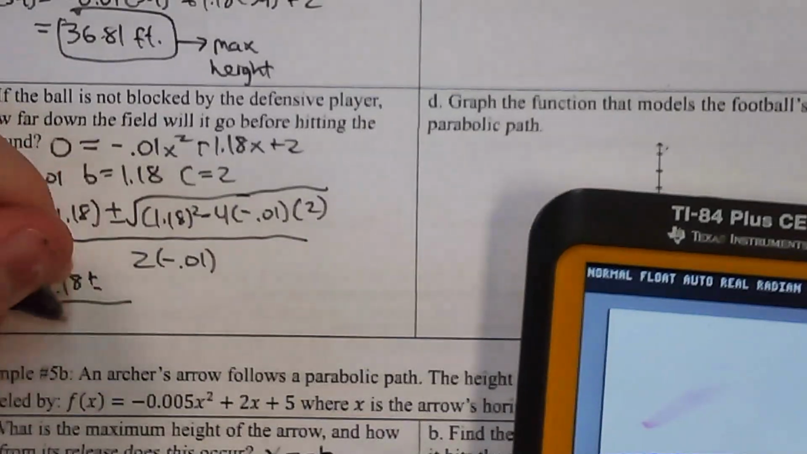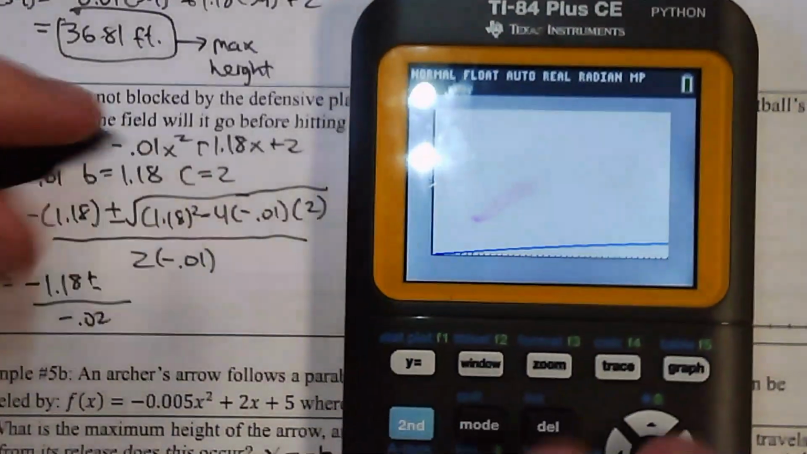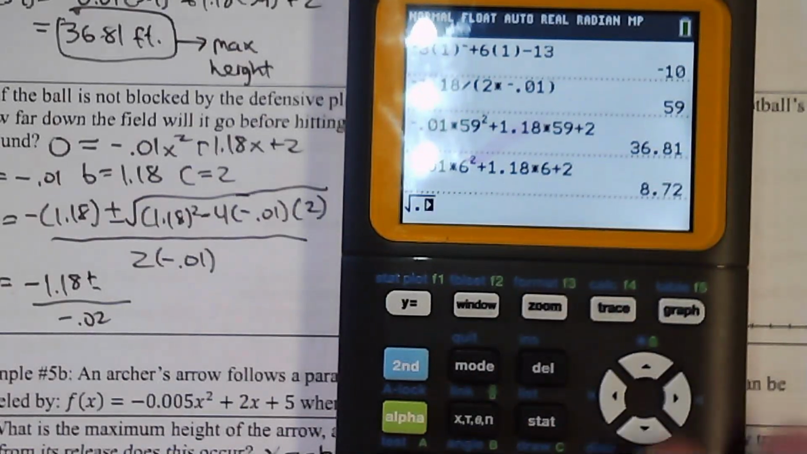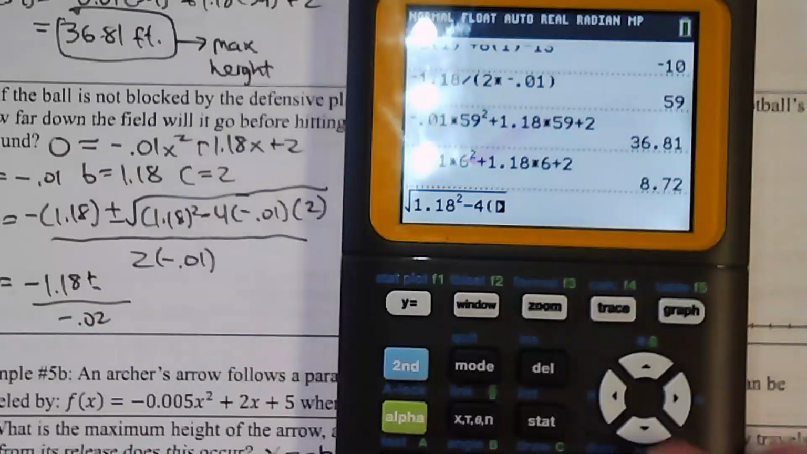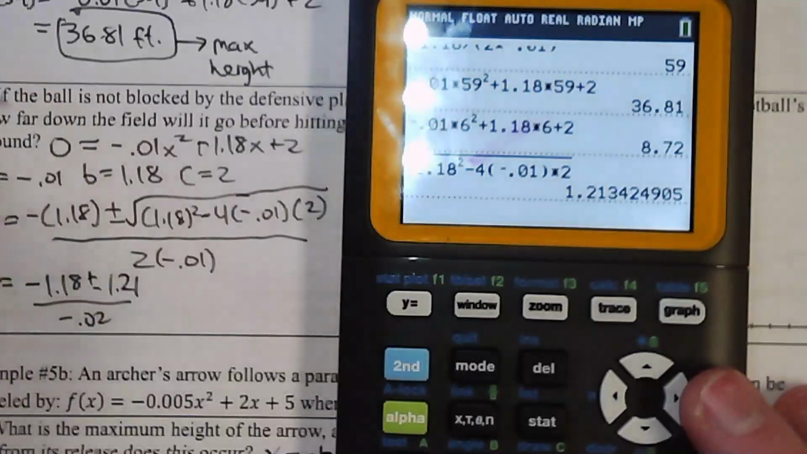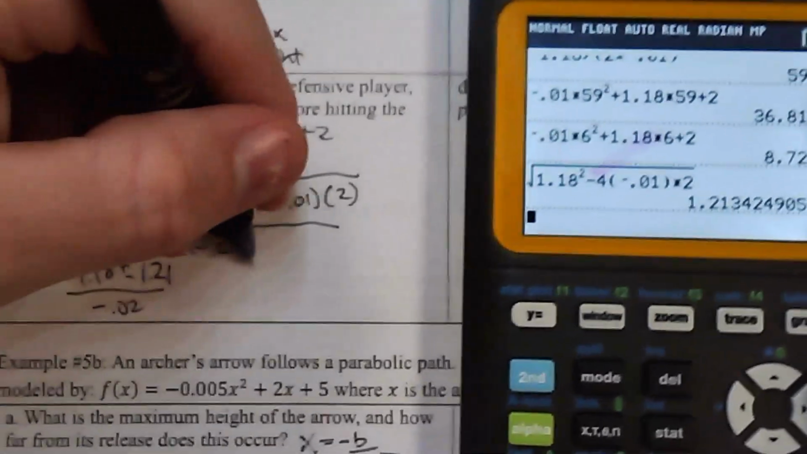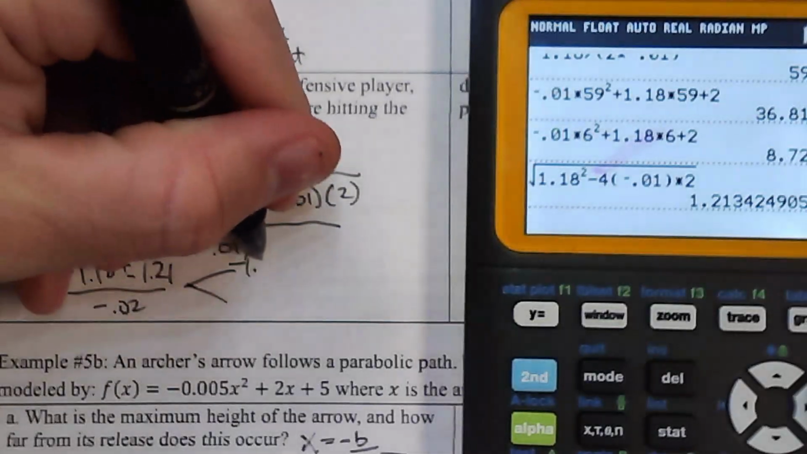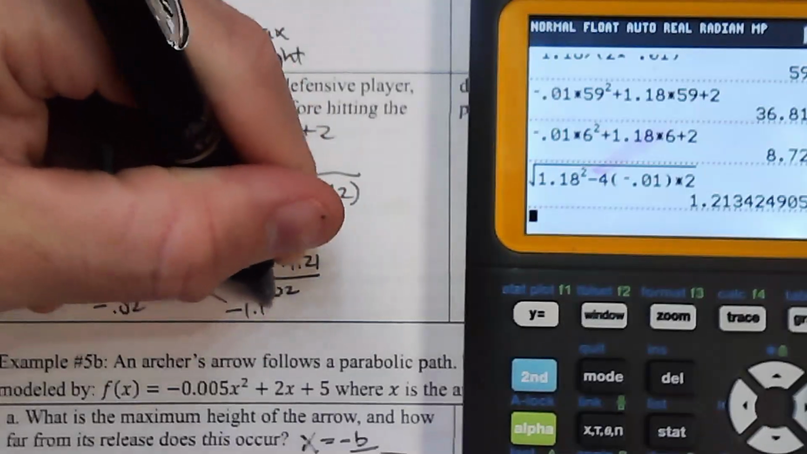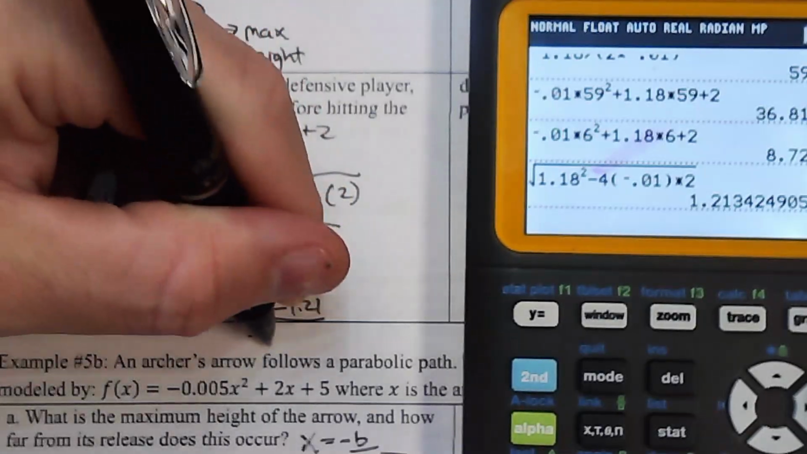I'm going to type that square root in there, even if it's not nice. 1.18 squared minus 4 times negative 0.01 times 2. It'll be 1.21. And you make two separate ones. Negative 1.18 plus 1.21, and negative 1.18 minus 1.21, divided by negative 0.02.